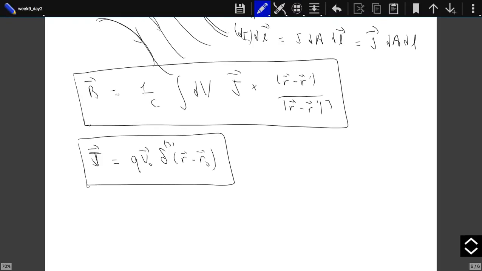Let's see if this is the case. Well, that Dirac delta, I think, is kind of obvious. If R is not equal to R0, there are no moving charges, so there is no point in talking about current density. The current density will be zero unless we are looking at the position of the charge.